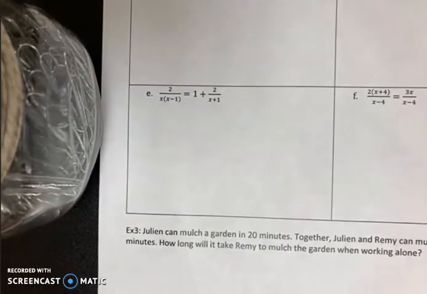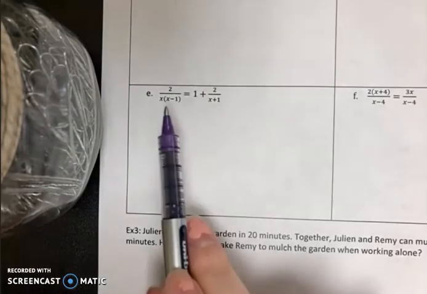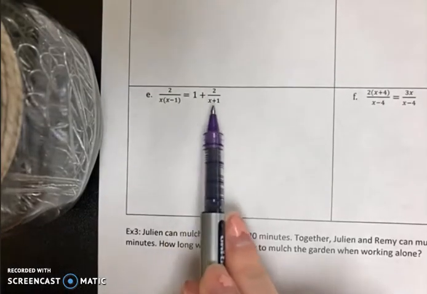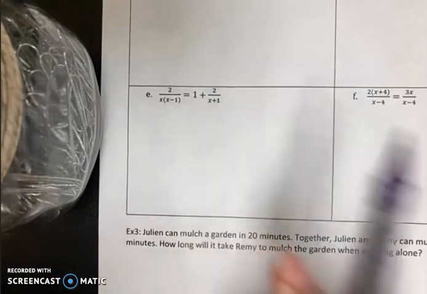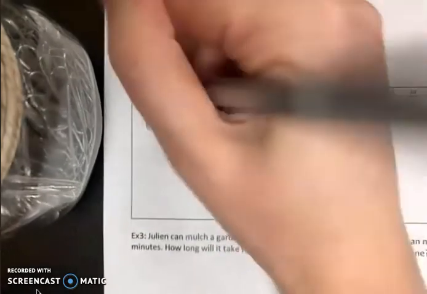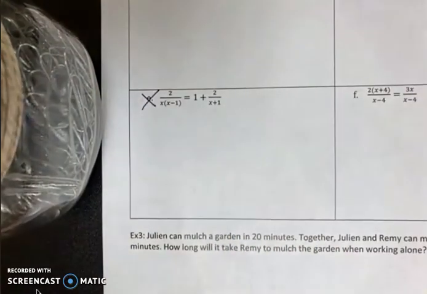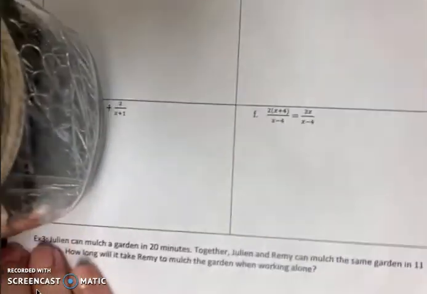Part E, I made a mistake. I don't remember if this is supposed to be x plus 1 or x minus 1 here, but I tried working it out and it doesn't work out very nicely. So let's just skip that and take a look at F for now.